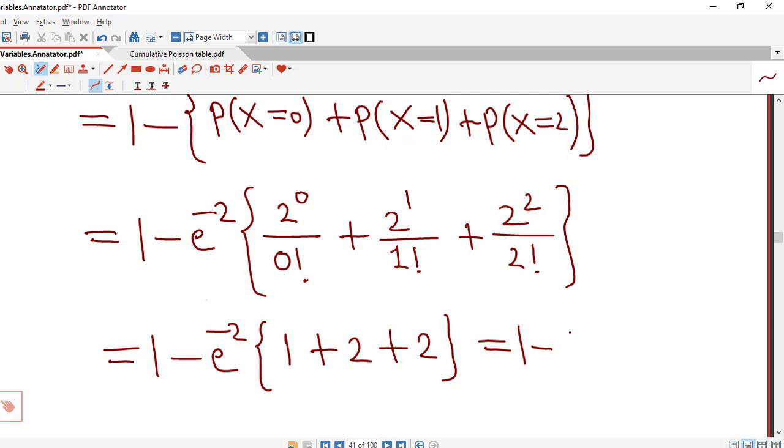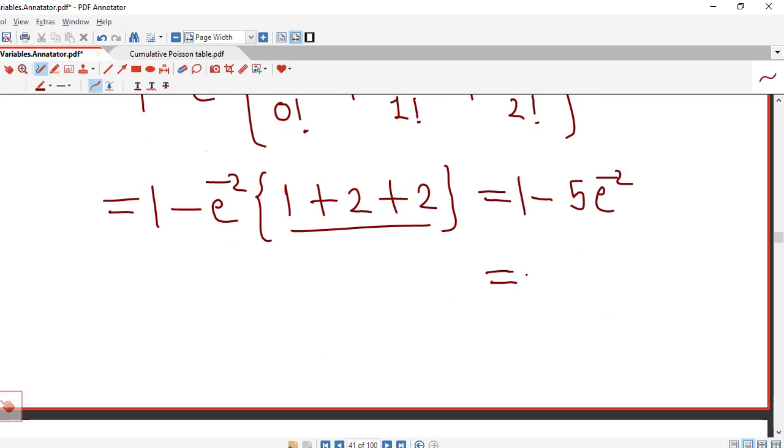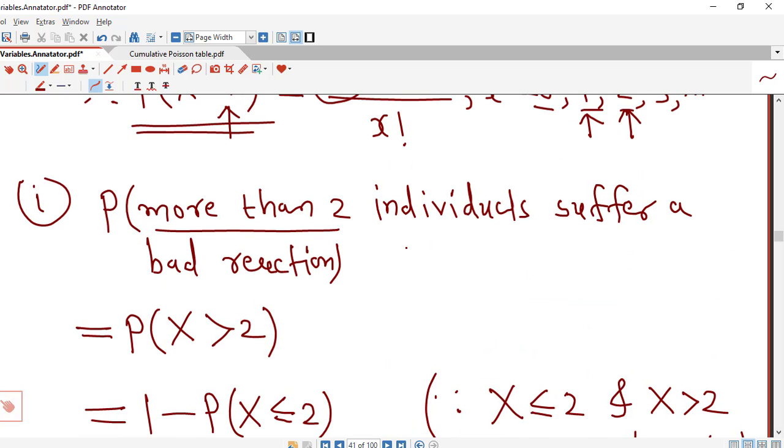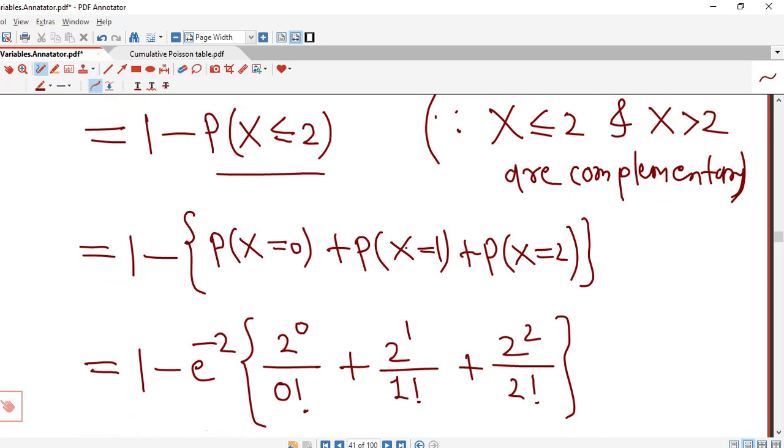So we have 1 minus 5 times e raised to minus 2, that is nothing but 1 minus 5 divided by e square, and using a scientific calculator we obtain the value 0.32332. So this is the probability that more than 2 individuals suffer a bad reaction.